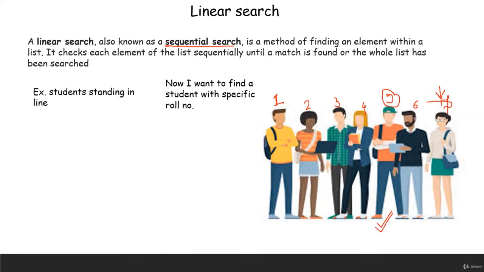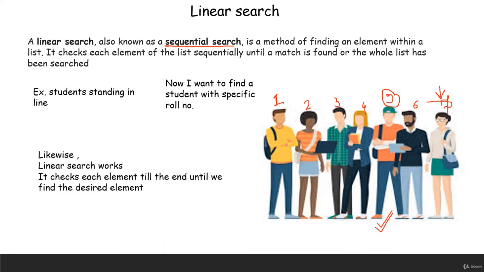So this is how the linear search works. It searches for an element until the end is reached, and it checks each element one by one and then only it ends. This is the working of linear search. So likewise, linear search checks each element till the end until we find the desired element. We will see a program on it.